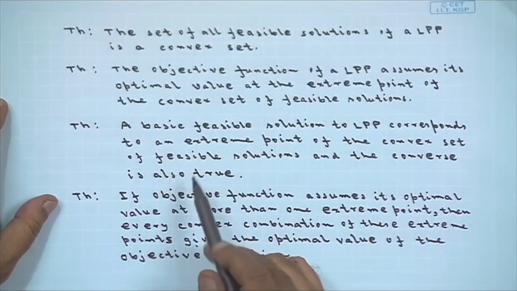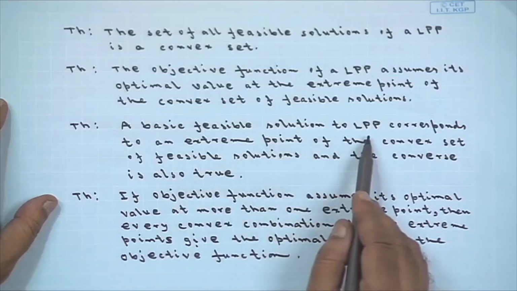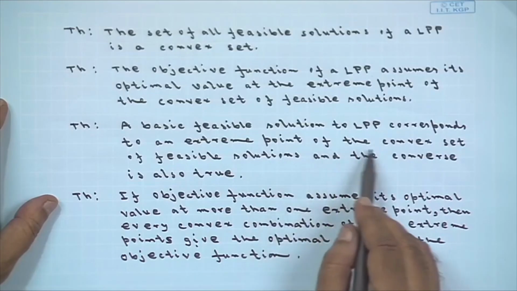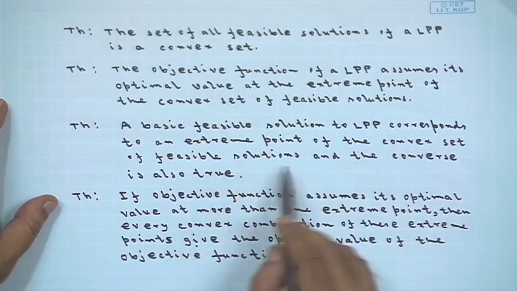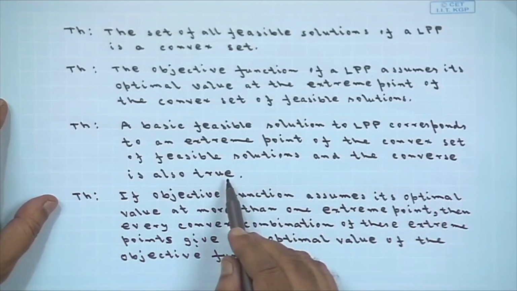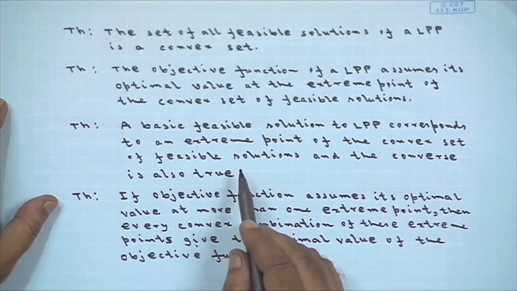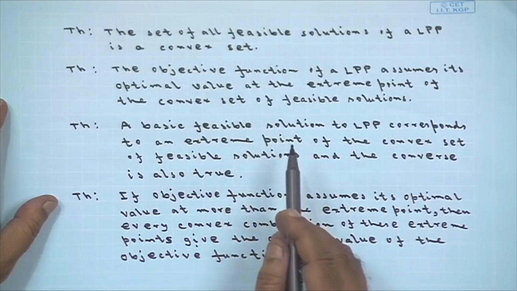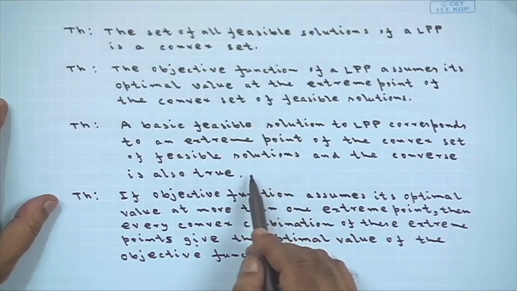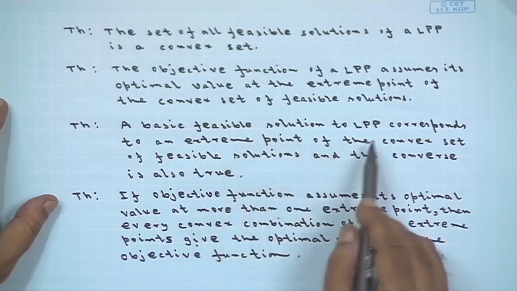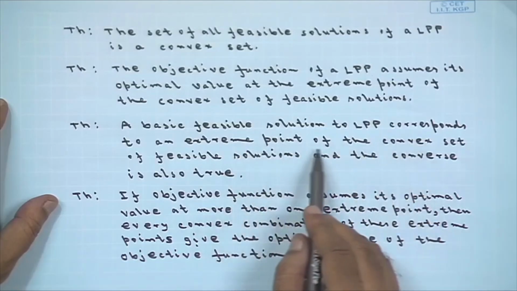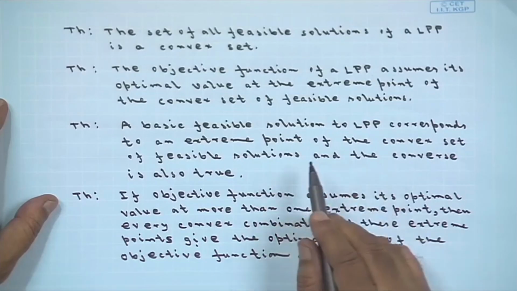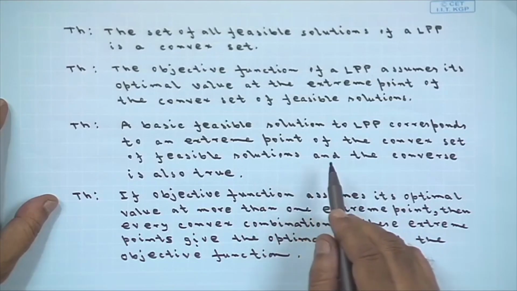The third theory says that a basic feasible solution to an LPP corresponds to an extreme point of the convex set of feasible solutions, and the converse is also true. So, basically these two theorems are saying an if-and-only-if statement: the basic feasible solution to an LPP corresponds to an extreme point of the convex set of feasible solutions, and the opposite is true.